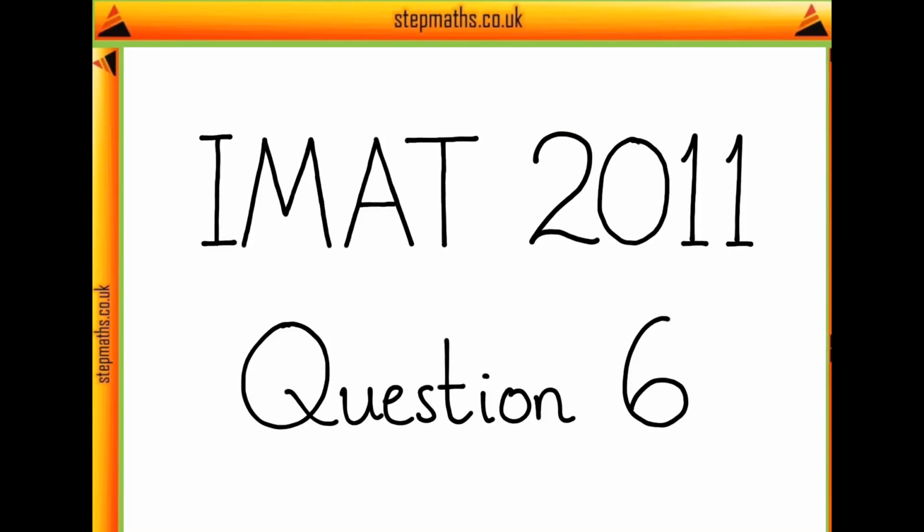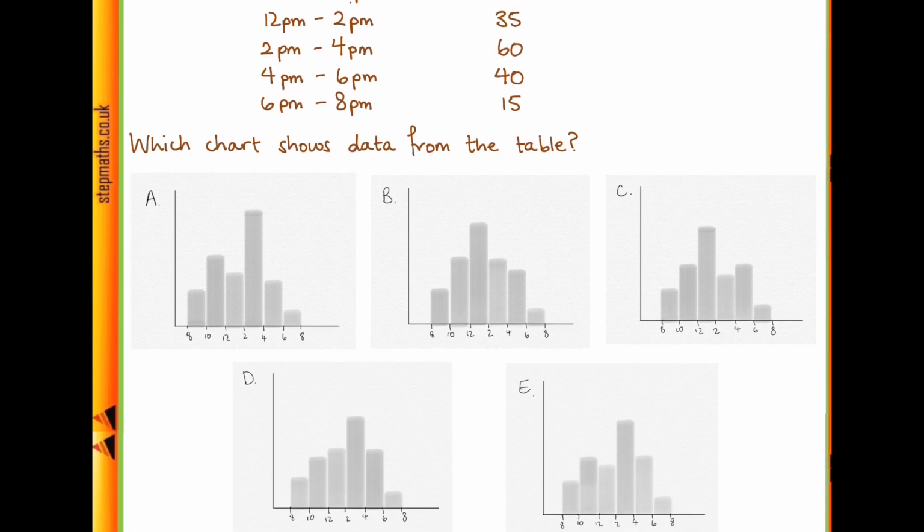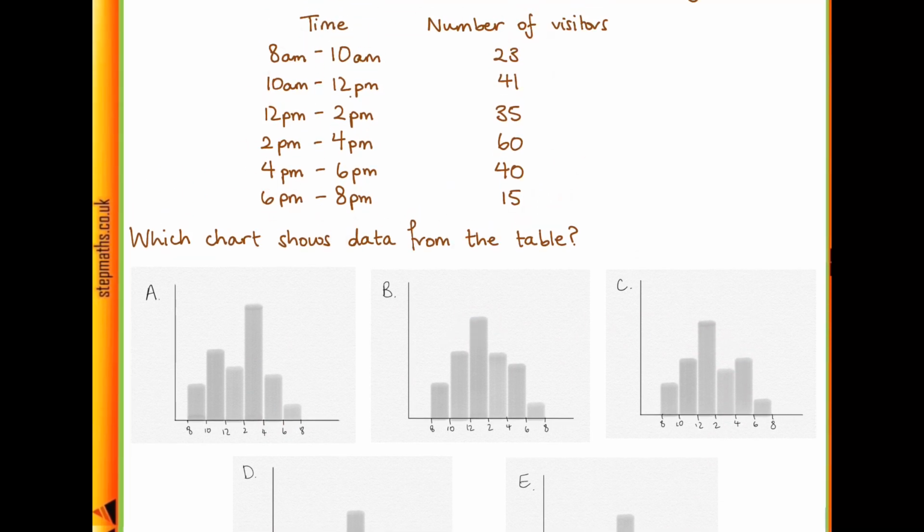Hello, in this video I'm going to go through question 6 on IMAT 2011. For this question, we are given a table which tells us the number of visitors to a swimming pool last Wednesday at these different times. And we want to know which of these bar charts shows the data from this table.